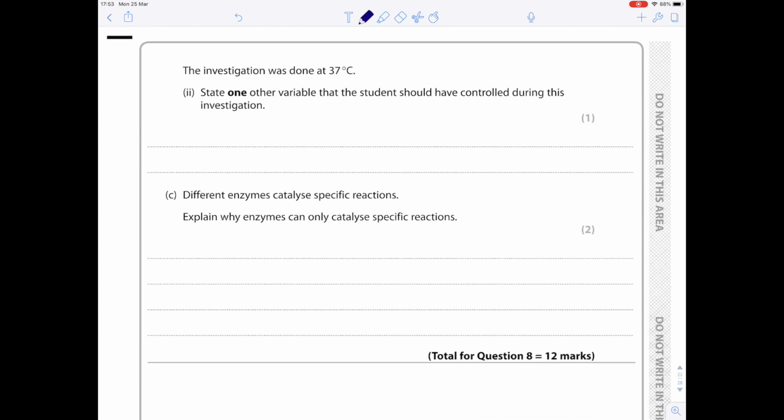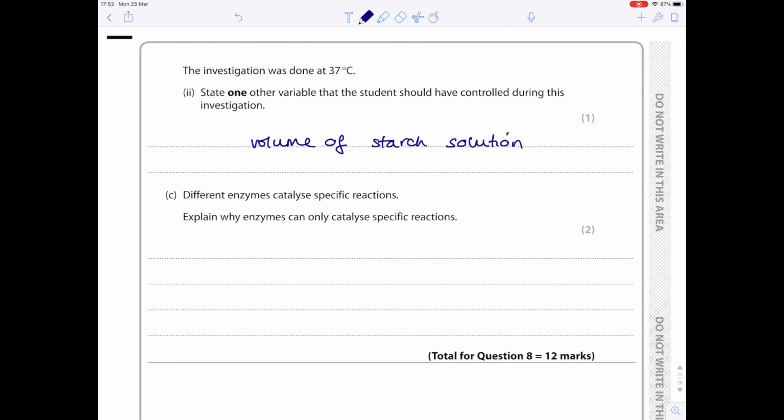The investigation was done at 37 degrees Celsius. State one other variable that the student should have controlled during this investigation. So anything sensible here, from the concentration of the enzyme to the volume of the enzyme solution, the volume of the starch solution, and the starting pHs. But I'm just going to write here volume of starch solution.